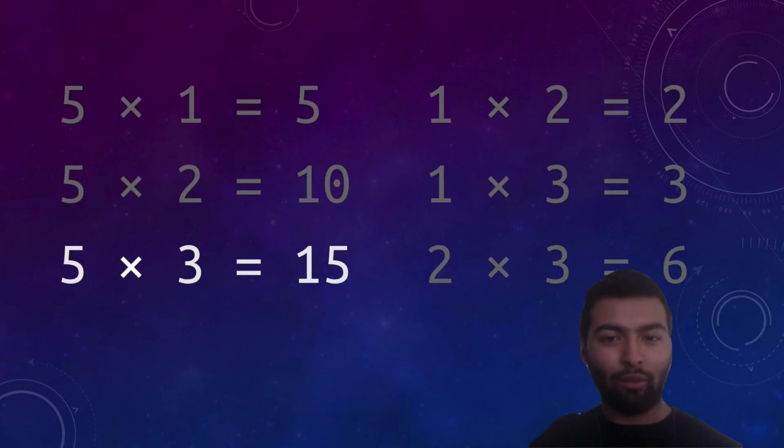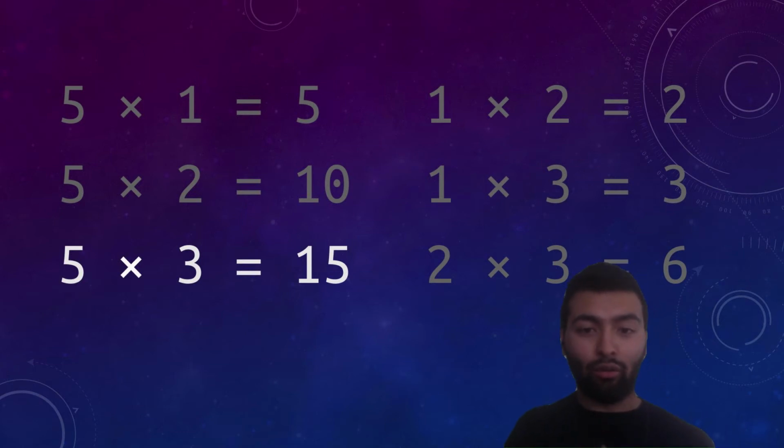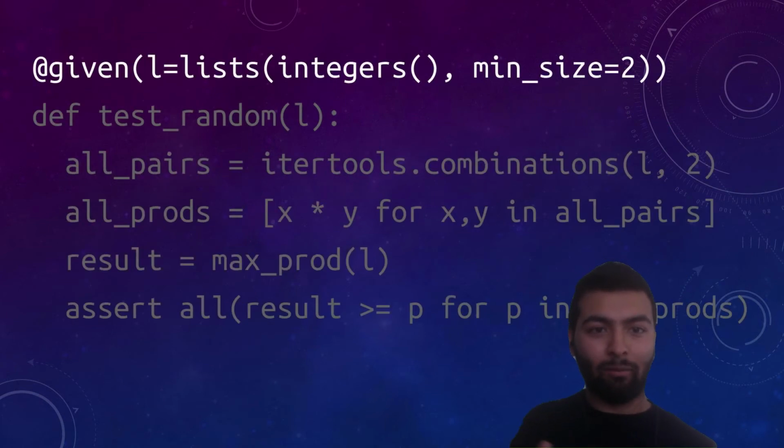And if you think about those steps, there's nothing there that really depended on the exact list that we started with. What that means for us is that we could actually encode those steps as a test. So let's take this test again.